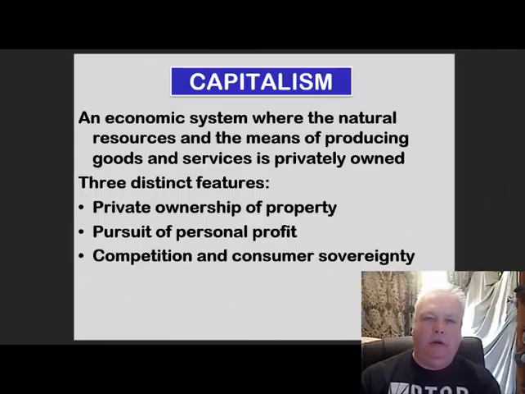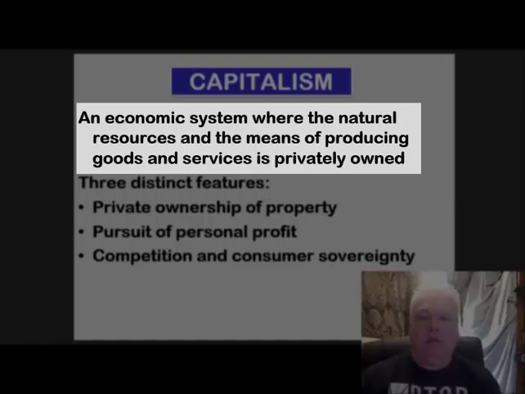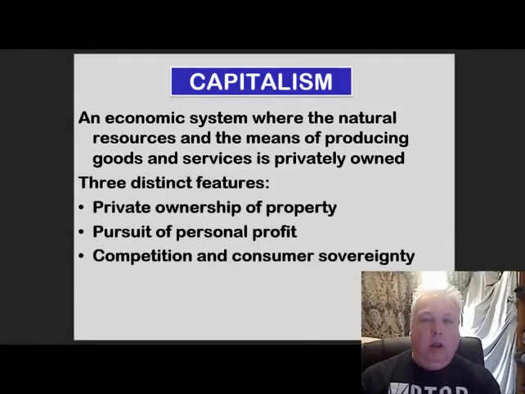Okay, so the last thing we need to do is just talk a little bit about capitalism and socialism. Capitalism is an economic system where the natural resources and the means of producing goods and services are privately owned. What that means is that the natural resources, meaning the land, buildings, all the stuff that are the natural resources, also the means of producing goods and services, the businesses, are all owned individually. Even if you think about corporations, they are just owned by a bunch of individual people, right? Shareholders. So everything is owned privately, where you have private ownership of property, private ownership of business.